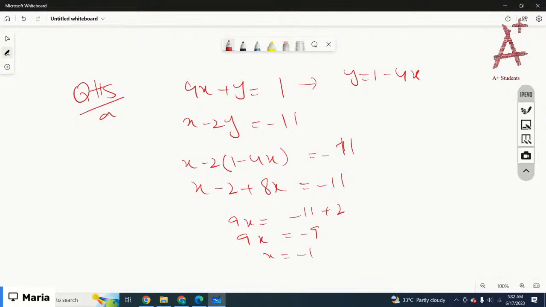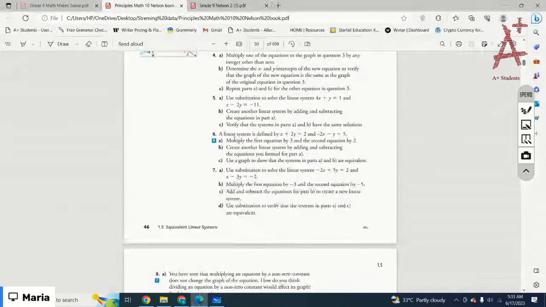Same thing we are going to do here. We put x equals negative 1 in this equation. y equals 1 minus 4 times negative 1. 4 times 1 is 4, so that would be 5. So the solution of the system is negative 1 and 5. Now let's look at the B part. For B, we have to create another linear system by adding and subtracting both the equations.